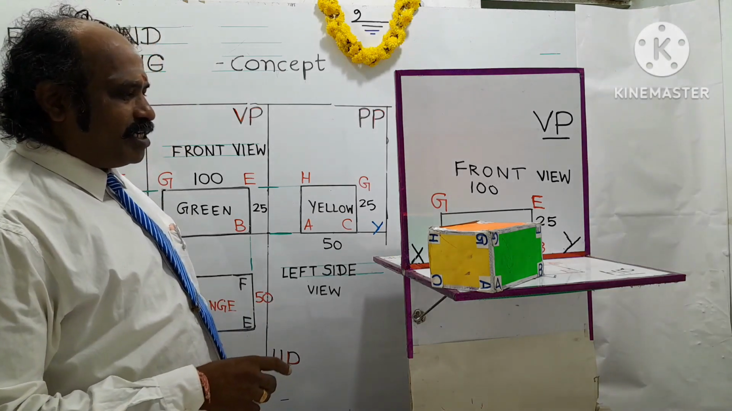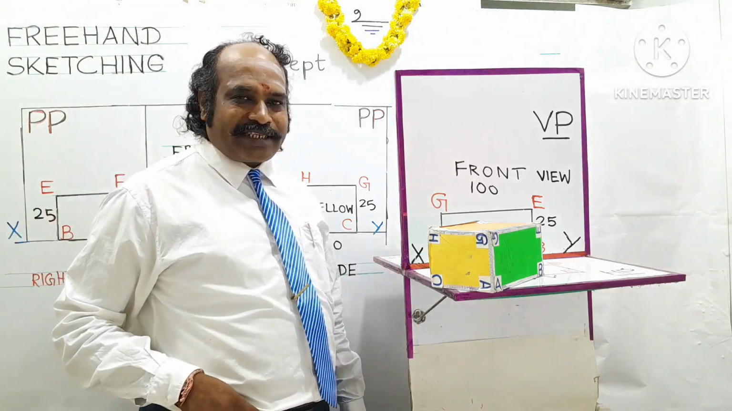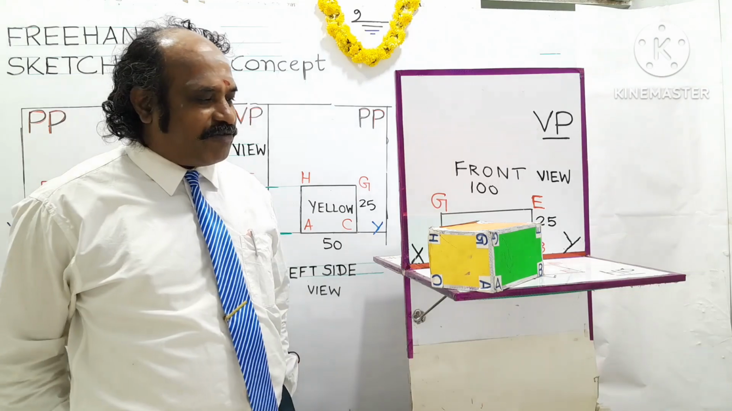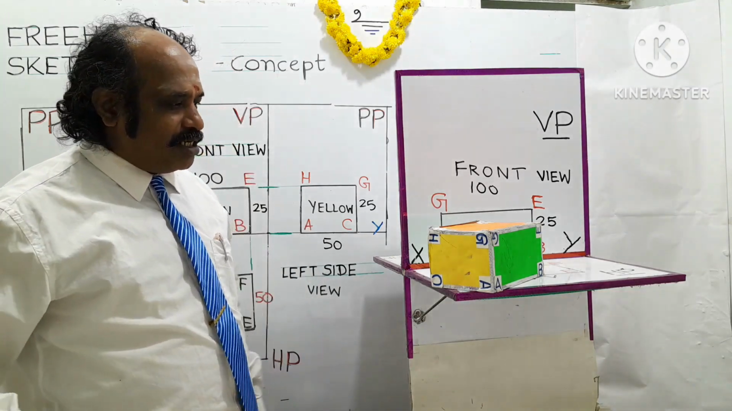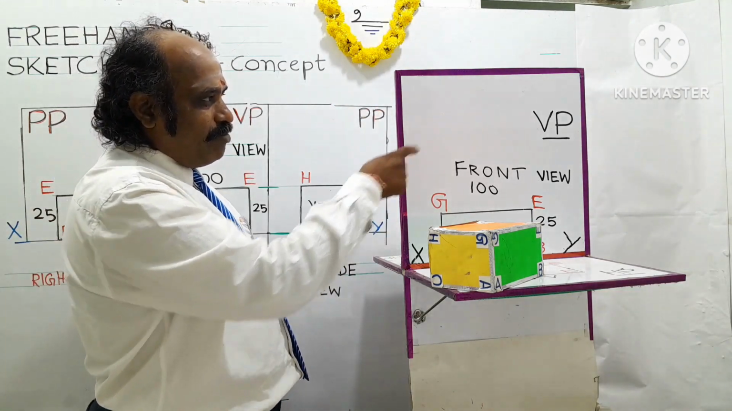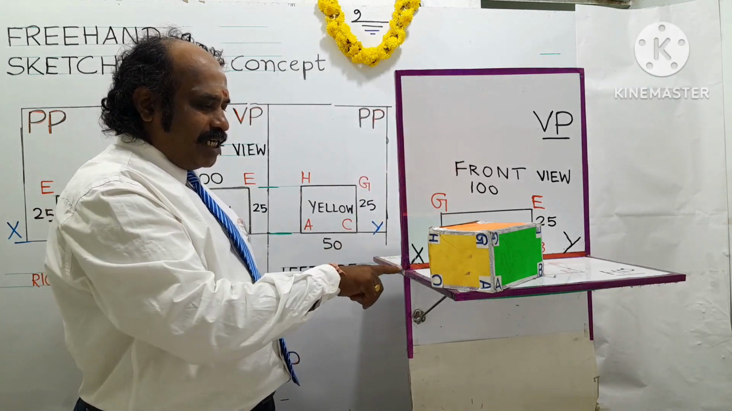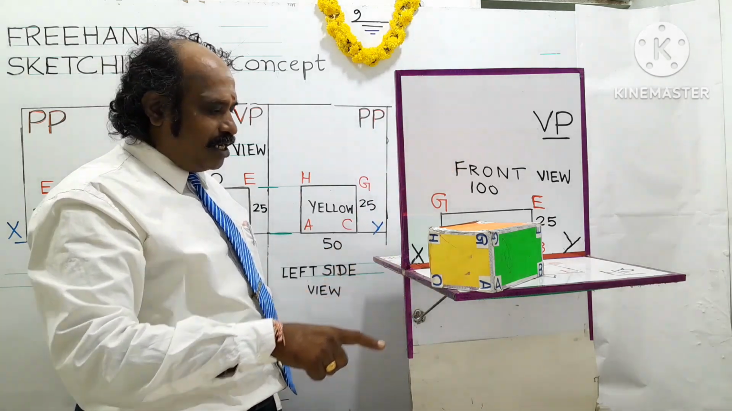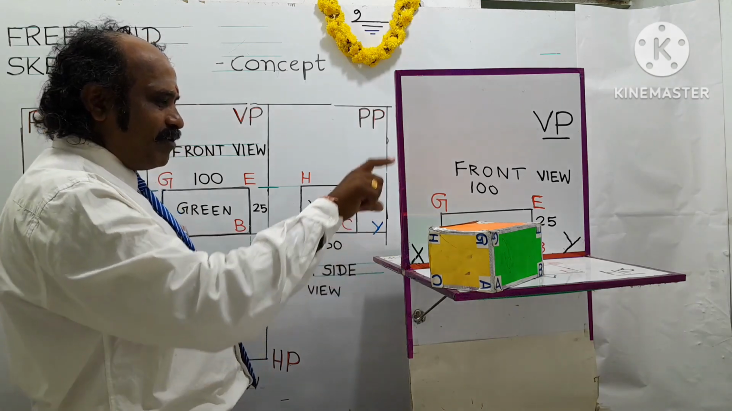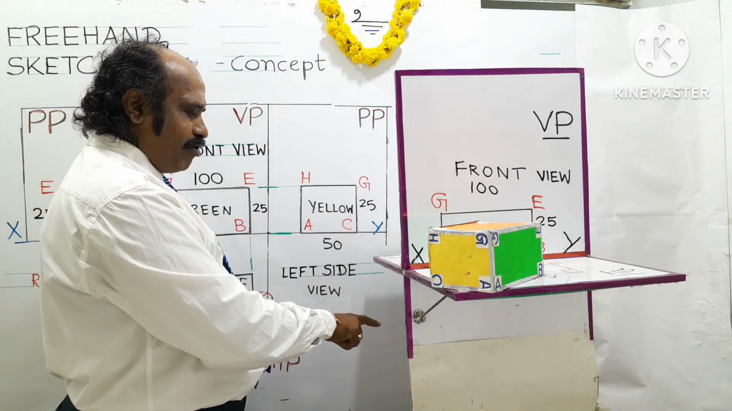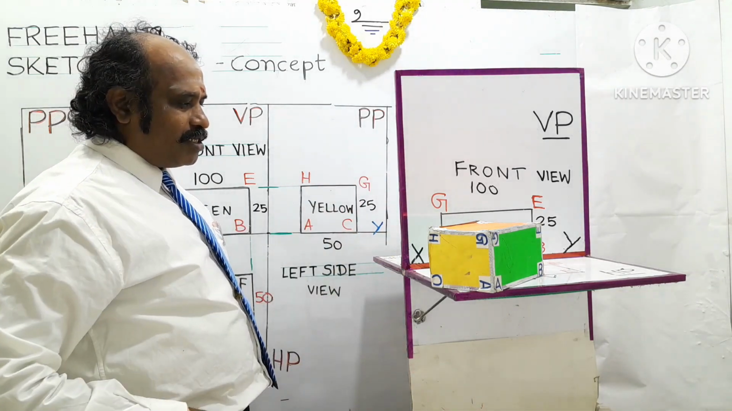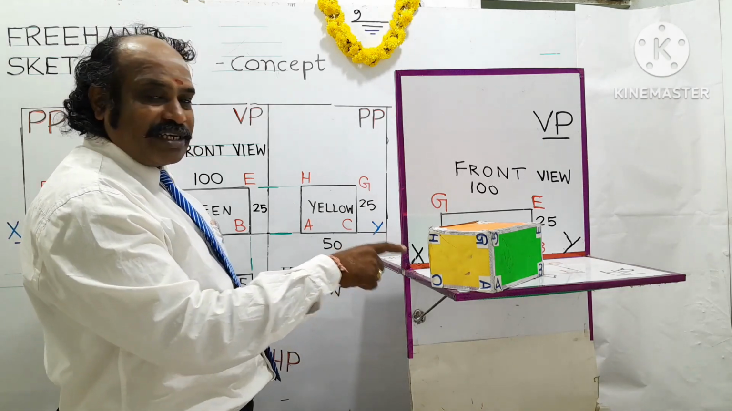Okay. And for this given object, I am going to draw freehand sketching following orthographic projection of the first angle projection method. This is the quadrant setup. VP means vertical plane. This is HP. HP means horizontal plane. And this is the quadrant setup. This is the first quadrant, second quadrant, third quadrant, and this is the fourth quadrant. So now the object is assumed to be placed in the first quadrant.